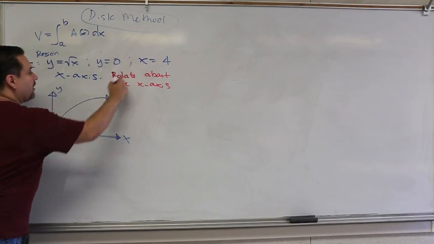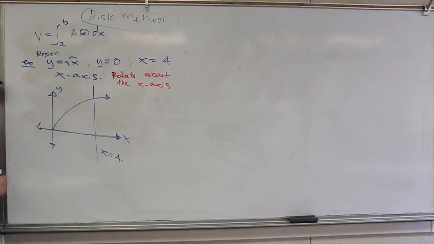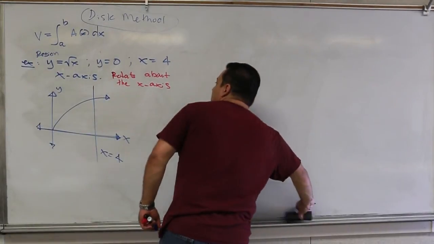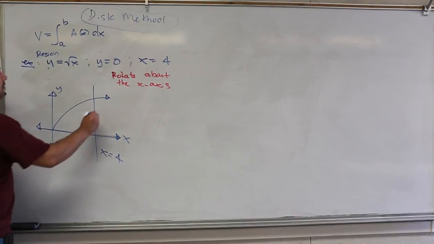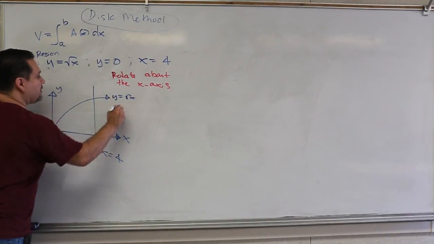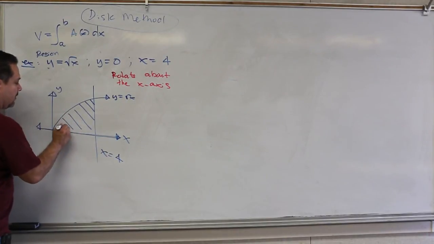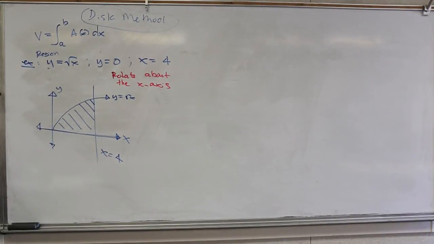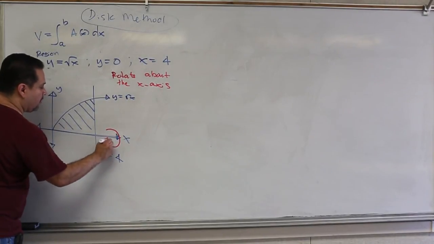Do you guys know what x is 4 is? x is 4 is a vertical line, okay? And when I put the x-axis here, it's really to rotate about the x-axis in my notes. Anyway, here's the curve. y is the square root of x. So what you guys see here is a particular what? Region. And they want you to rotate about your x-axis.